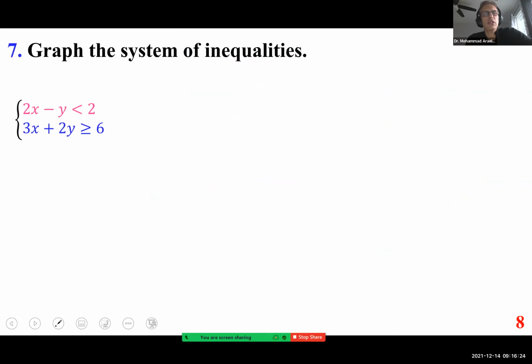How about inequalities? The best method to go with the inequalities is to change them to equalities and graph them. So we're going to change both of them regardless of what you have, less than, greater than, less than or equal. It makes no difference.